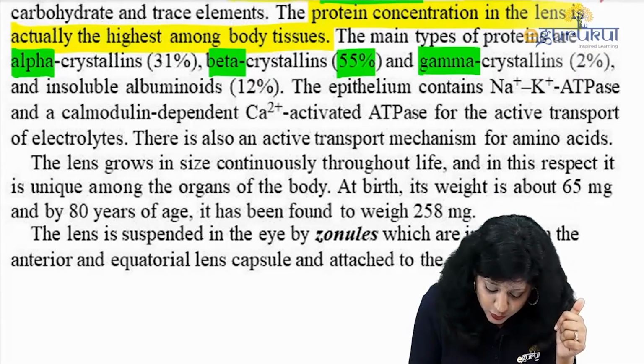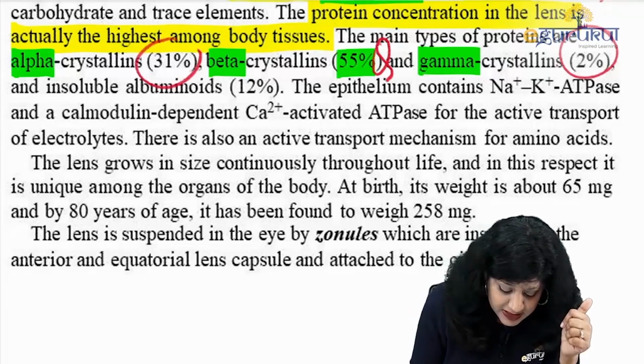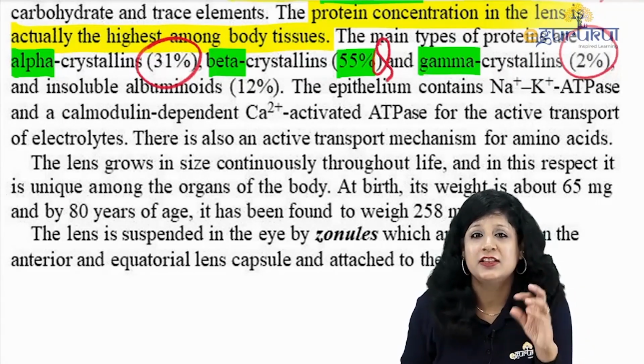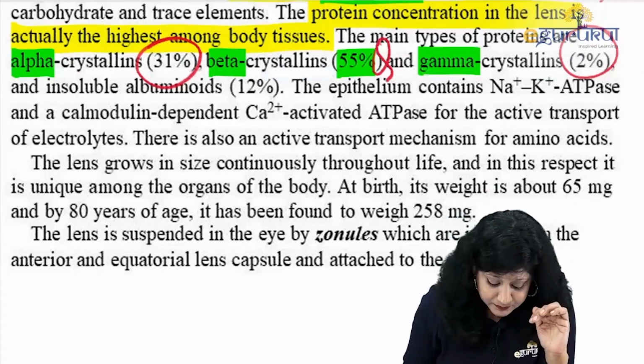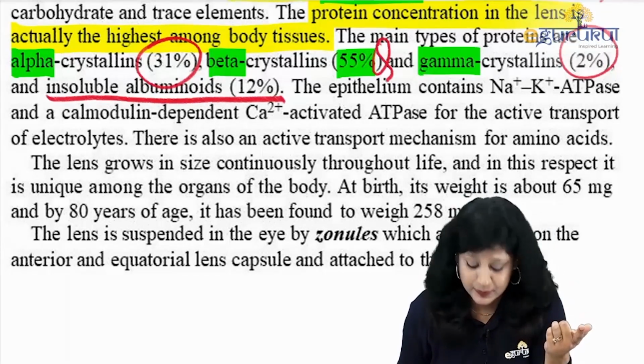And what was the percentage? 55%. If you want to remember the other percentages and can do so with ease, go for it. Otherwise, don't take the load. Just remember, most common is beta 55. Okay. And we have insoluble albuminoids also, that is just 12%.